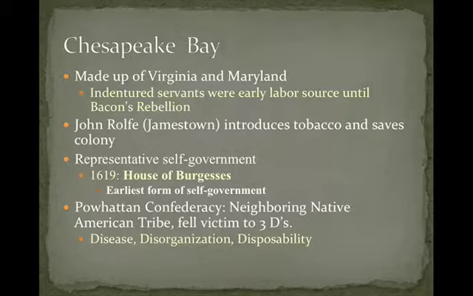The Powhatan Confederacy. This is going to be made up of a neighboring Native American tribe. They're going to fall victim to the 3 Ds. In other words, disease, disorganization, and disposability. They were easy to get rid of at this particular time.